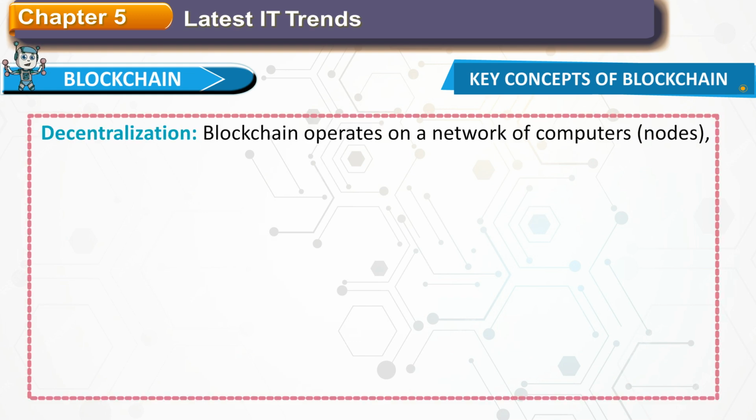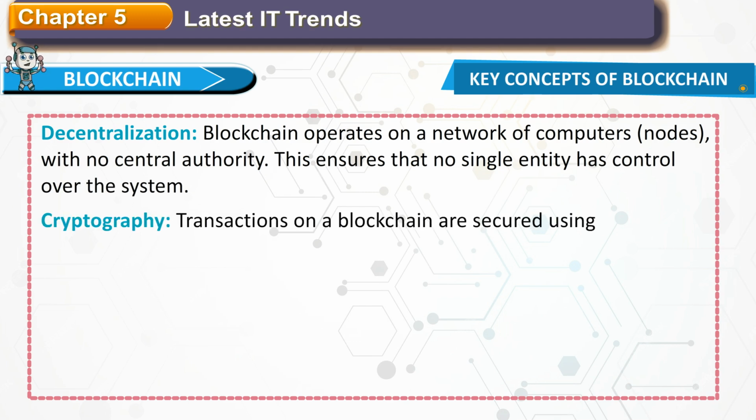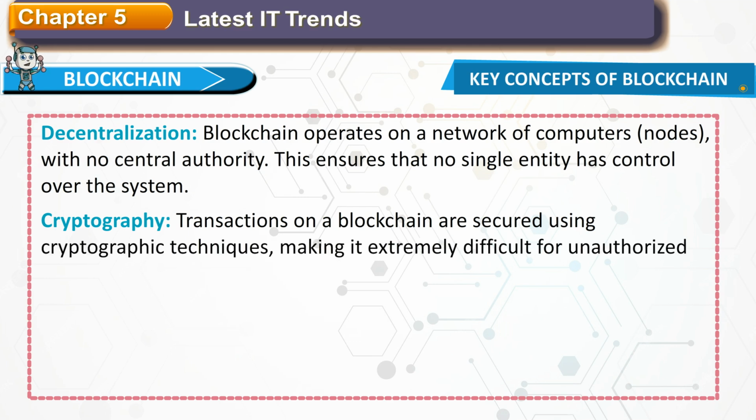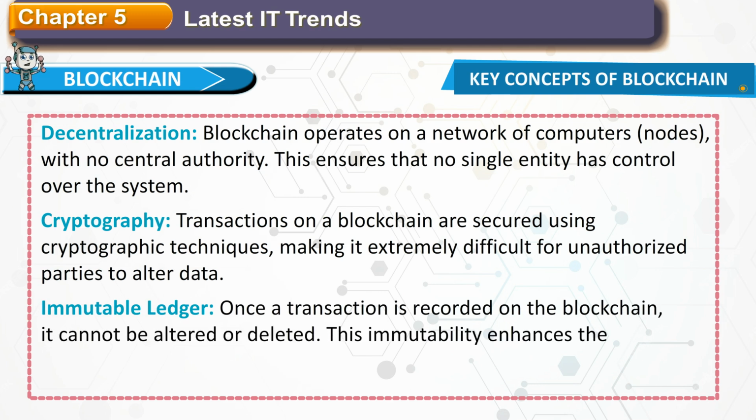Decentralization. Blockchain operates on a network of computers, nodes, with no central authority. This ensures that no single entity has control over the system. Cryptography. Transactions on a blockchain are secured using cryptographic techniques, making it extremely difficult for unauthorized parties to alter data. Immutable ledger. Once a transaction is recorded on the blockchain, it cannot be altered or deleted. This immutability enhances the trustworthiness of the data.